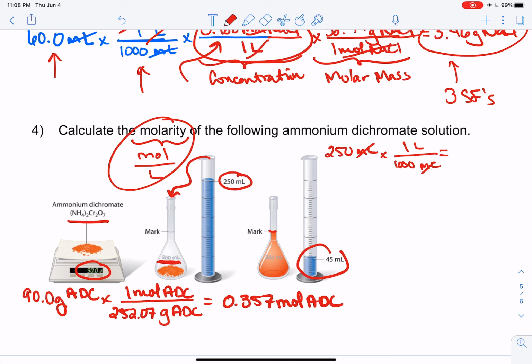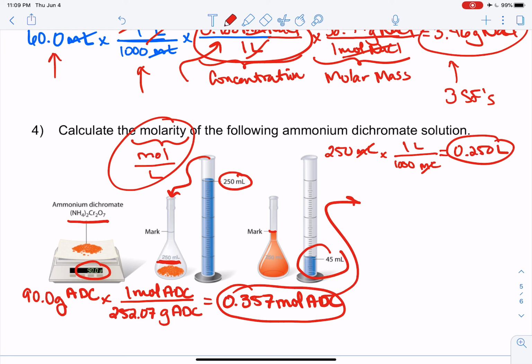And that is going to give us 0.250 liters. So we're going to take our volume and we're going to take our moles and we're going to put them together to figure out the concentration of this ammonium dichromate solution that we just made. So which number goes on top, 0.250 or 0.357? 0.357 because it's got the mole with it.